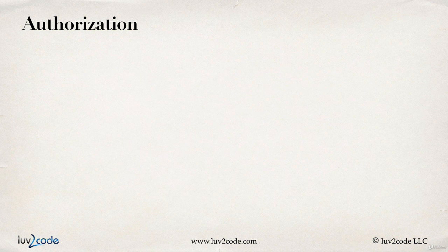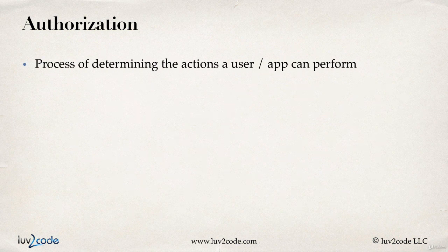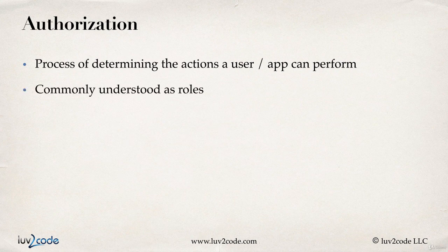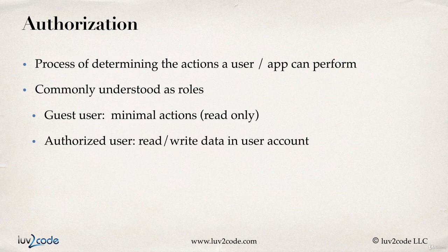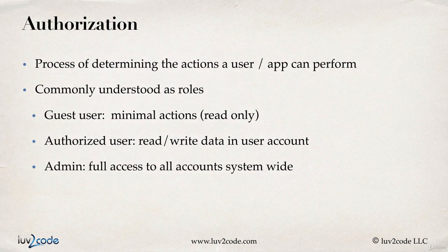Now, next we have authorization. So authorization is the process of determining the actions a user or app can perform. And so you can commonly think of this as roles. Like you could have a role for a guest user. So a guest user can do minimal actions, maybe just read-only work. You may have an authorized user who can read and write data in their own user account. And then you may have an admin user who has full access to all accounts system-wide. So this is kind of like authorization. What can a given user do once they log into the application, or what actions can they perform?